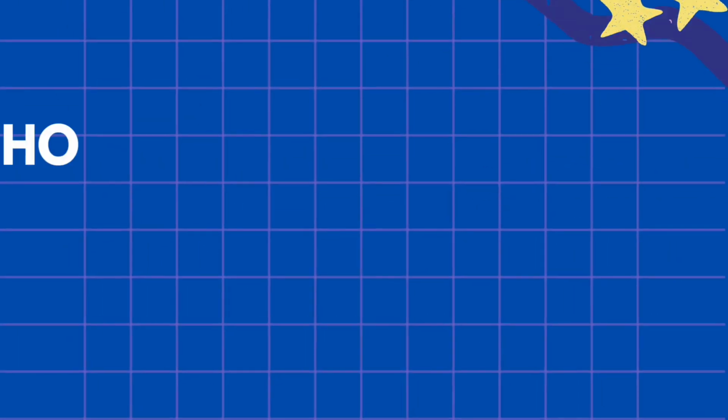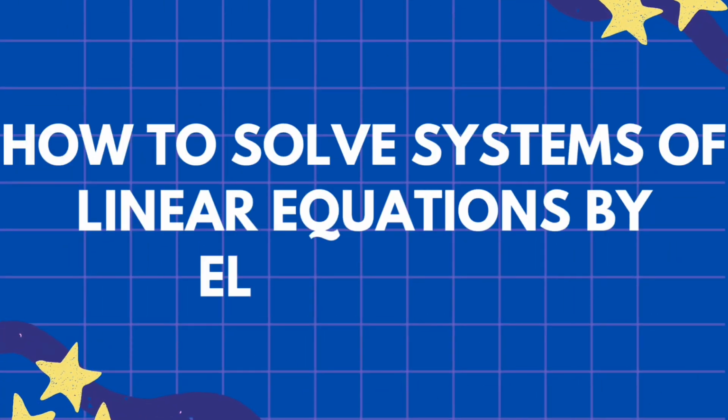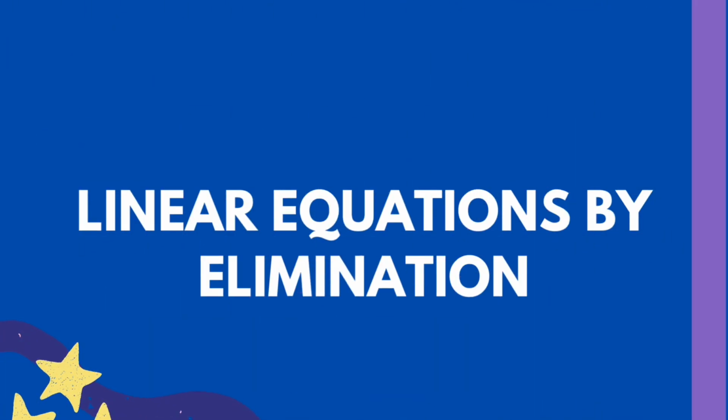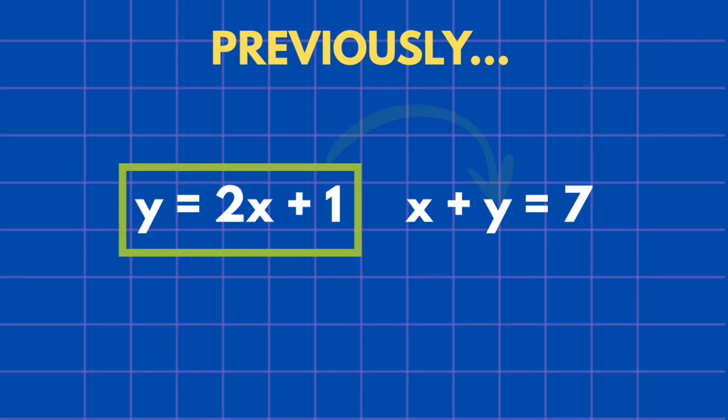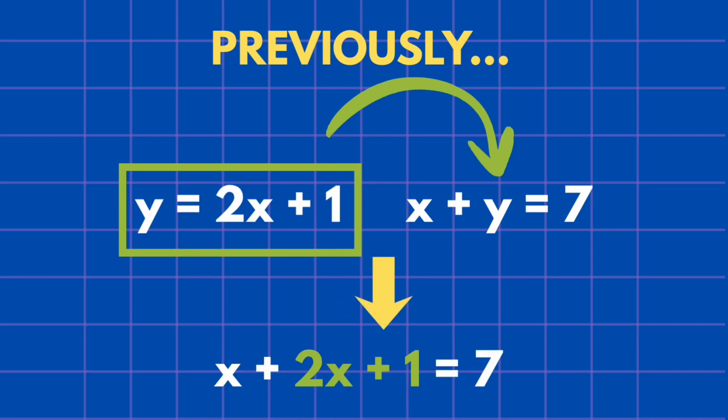Today we'll learn how to solve systems of linear equations by elimination. In our last lesson, we learned how to solve systems of equations using substitution. Substitution works really well when one of our equations already has a variable by itself. But what if neither equation is written that way? Do we always have to rearrange an equation first?